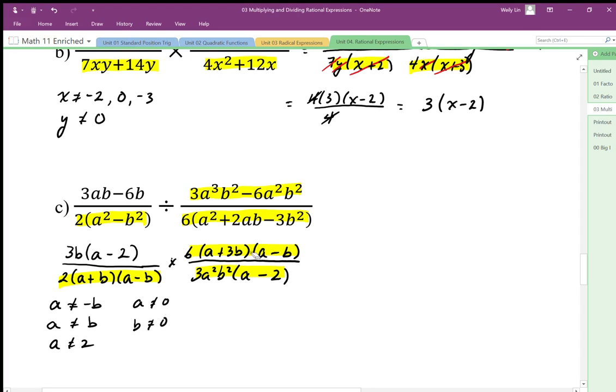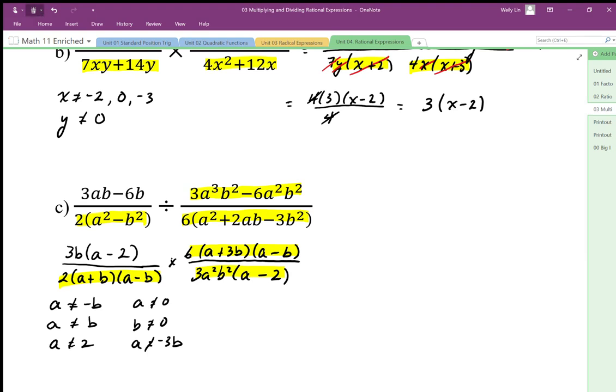I have to do the numerator too. So we have a is not equal to b, and here a is not equal to negative 3b. So that's a new one. Okay, so I've considered all those factors for dividing by 0. Oops, I need to make sure that's not equal to. Those are all my restrictions.